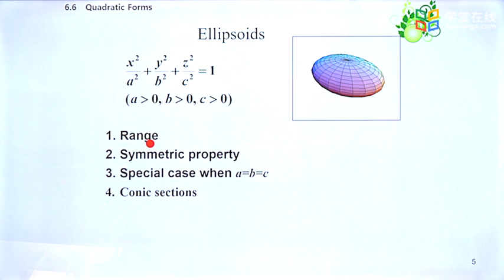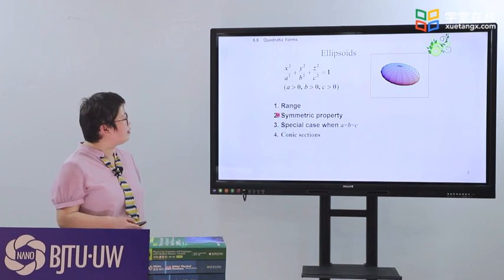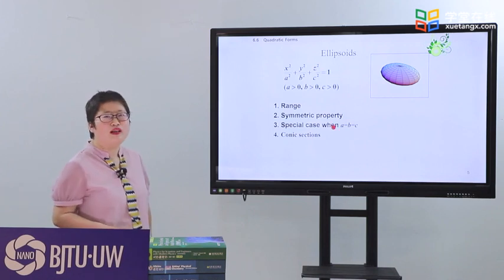So you can see the range of this x, y, and z, right, of this figure. You can see the symmetric property of this ellipsoids. So ellipsoids is symmetric with respect to each axis, also to the xoy plane, xoz plane, and the yoz plane. And the special case when a equals b equals c. So this is a ball, right? When a equals b equals c, you will get x power 2 plus y power 2 plus z power 2 equals a power 2, like this.